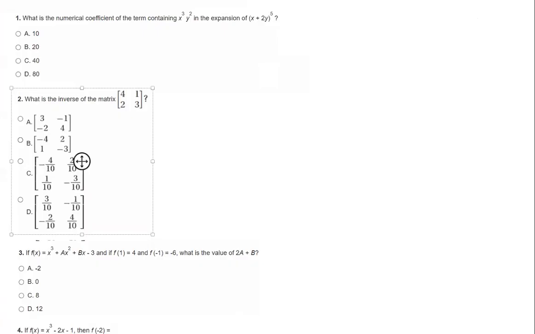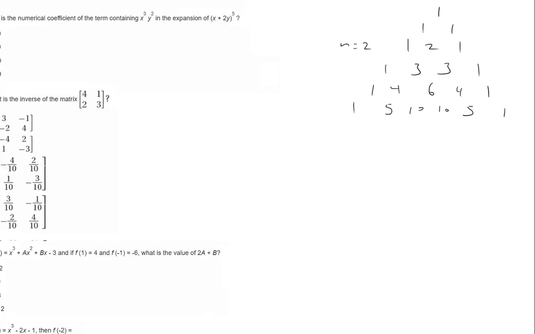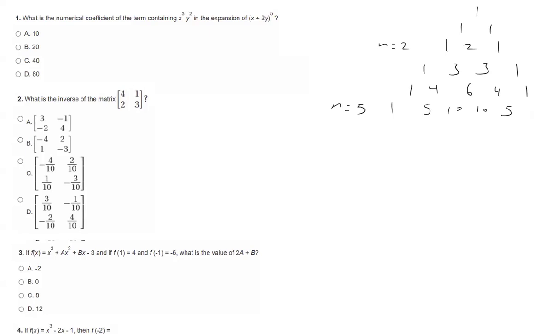Okay, so we have 1, 1, 1, 1, 2, 1. This is for n equals 2. This is 1, 3, 3, 1, 1, 4, 6, 4, 1, and 1, 5, 10, 10, 5, 1. Okay, so this is n equals 5. So we're going to use these as our coefficients, okay? Now, how do we expand this out? Well, we have a and b, so a is x, b is 2y.